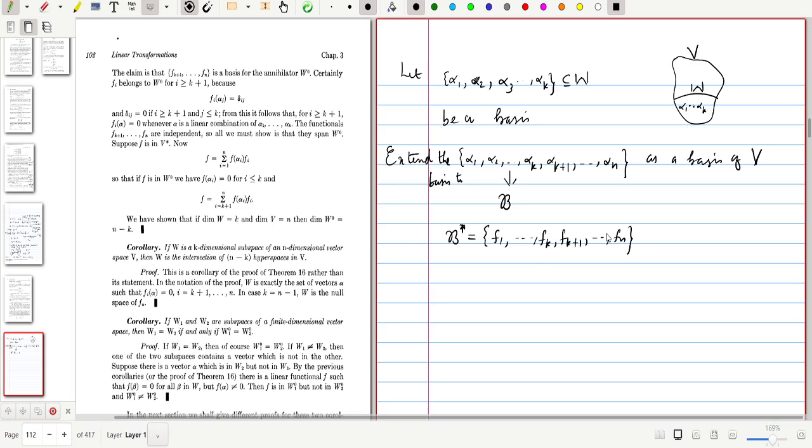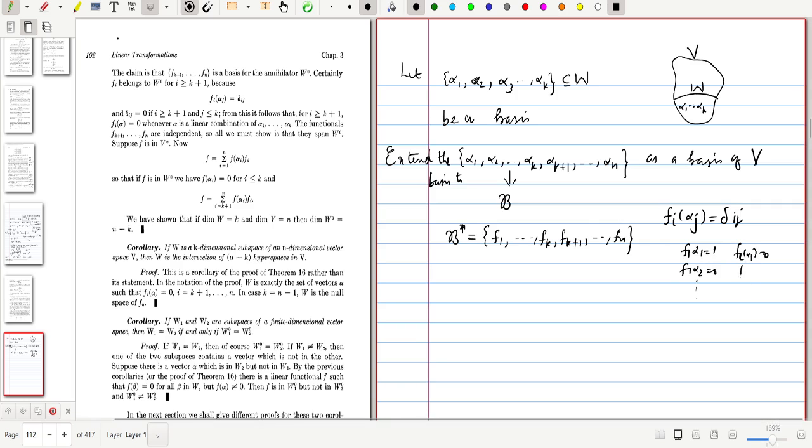fn. How do you define this B star? The definition of these fi's is fi of alpha j equal to delta ij. That means f1 of alpha 1 equals 1 and f1 of any other alpha equals 0. Similarly, f2 of alpha 1 equals 0, f2 of alpha 2 equals 1, and the rest of them are 0. Similarly, you can define fi of alpha j as delta ij. So this defines the dual basis.